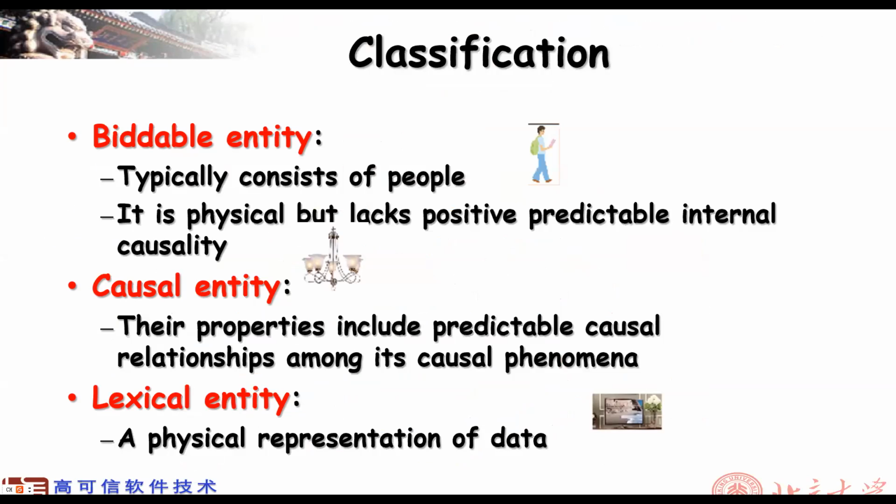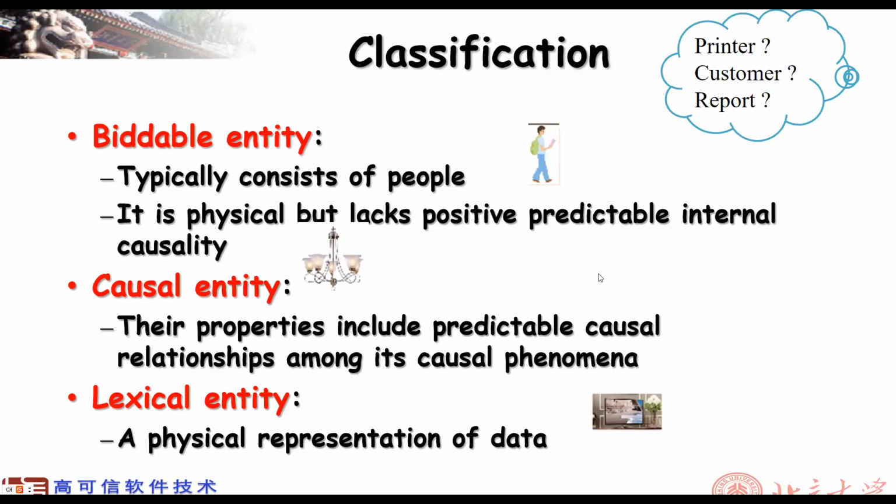According to Jackson's book, we classify the environment entities into three categories. The first is the biddable entity. A biddable entity typically consists of people. It is the same concept as the biddable domain in the problem frame approach. It means that it's physical, but it lacks positive predictable internal causality. The second is the causal entity, which is the causal domain. These are devices whose properties include predictable causal relationships among the causal phenomena. The third is the lexical entity, which is the physical representation of data.